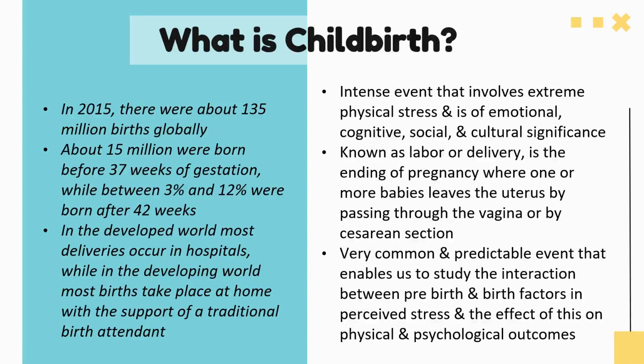In 2015, there were about 135 million babies born around the world. 15 million were born before 37 weeks gestation, which is preterm, and about 3 to 12% were born after 42 weeks gestation, post-date. So most babies do come between 37 and 42 weeks gestation when situations are normal and uncomplicated.